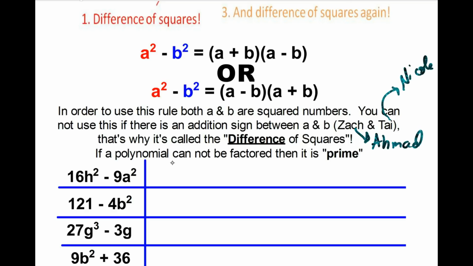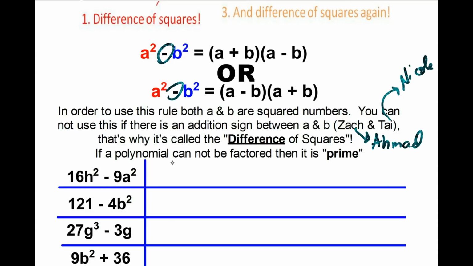Ahmad and Nicole. That's why it's called difference of squares. So if it's not the difference, meaning a subtraction sign, y'all see that? A subtraction sign, you can't use this shortcut rule. Ahmad, Nicole, you got that? We're in the ocean. Don't drown.